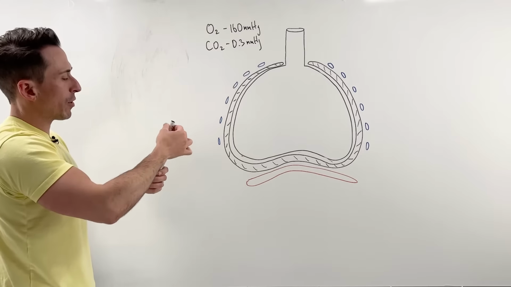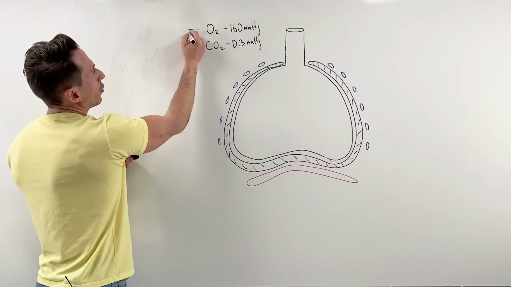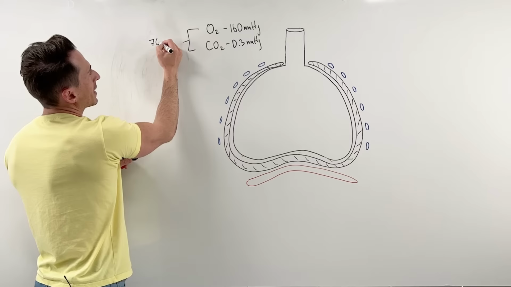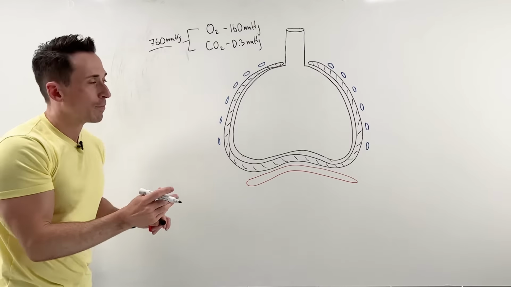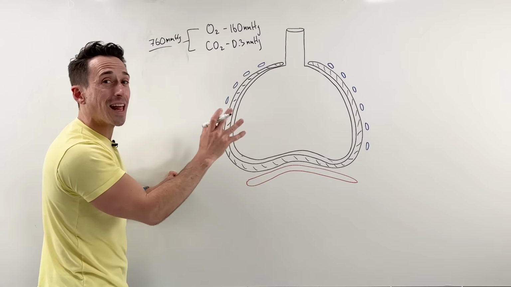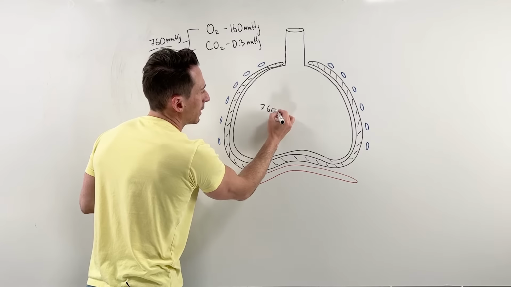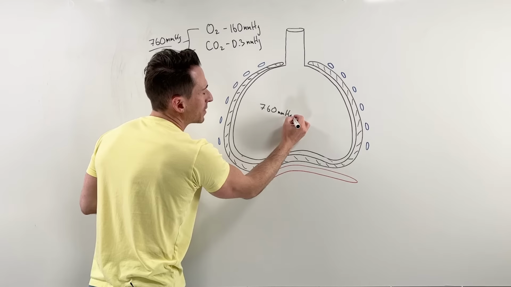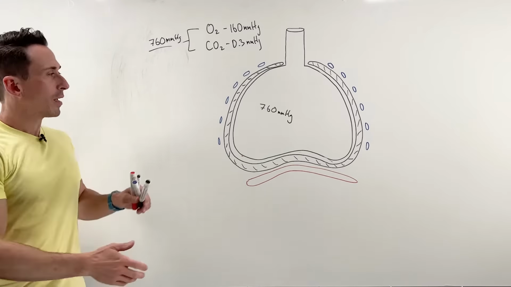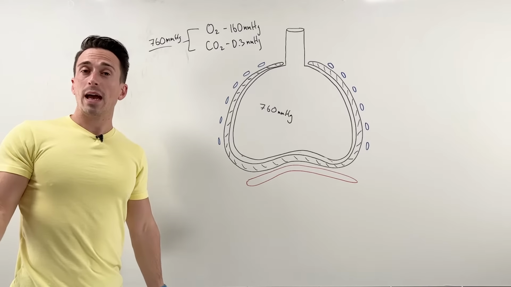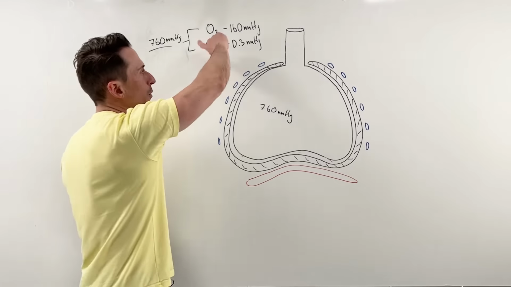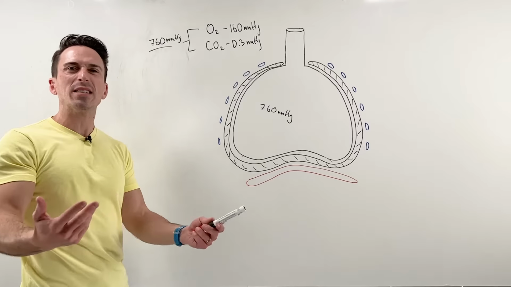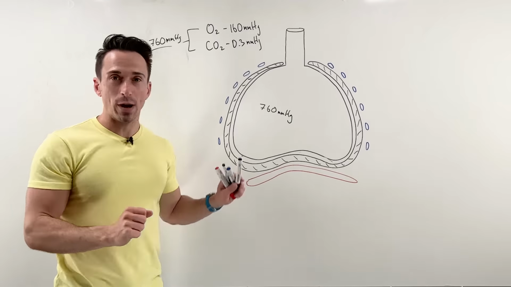Now, outside, I said the pressure overall, cumulatively, including all the gases, is 760 millimeters of mercury. At rest, inside of our lungs, it's also 760 millimeters of mercury. It's the same. So where's the gas going to go in this scenario? Nowhere. The amount of gas going in is going to equal the amount of gas going out. There's basically no net movement at rest.